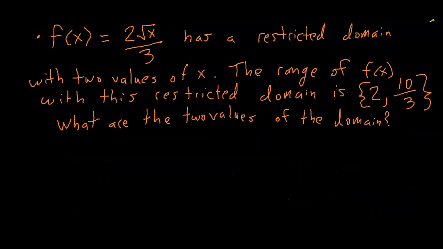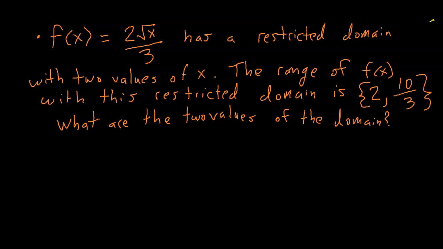All right, guys, we've got a bit of a whale of a problem here. Let's see. F of x equals 2 times the square root of x, all divided by 3. And it has a restricted domain with two values of x. Think back to a couple lessons ago when we talked about restricted domains, right? If we look at 2 times the square root of x divided by 3, there's a lot of different numbers we could plausibly plug in for x, but sometimes you can have a restricted domain. And this is one of those cases. We're just told that we have a restricted domain with only two values of x.